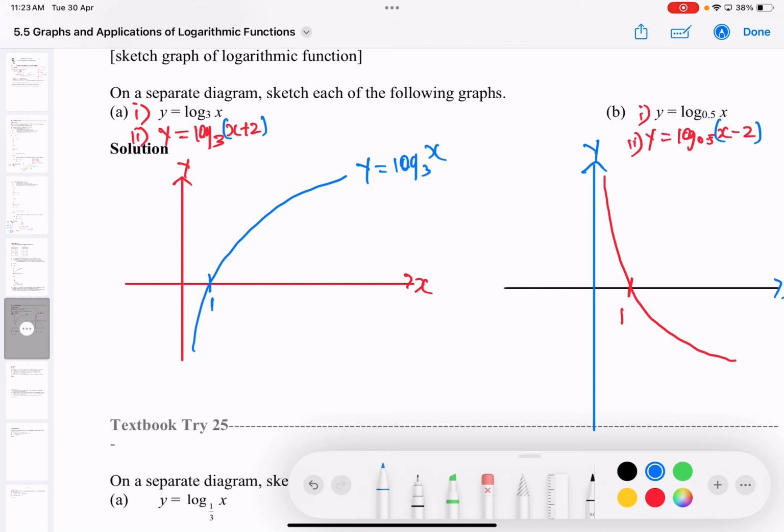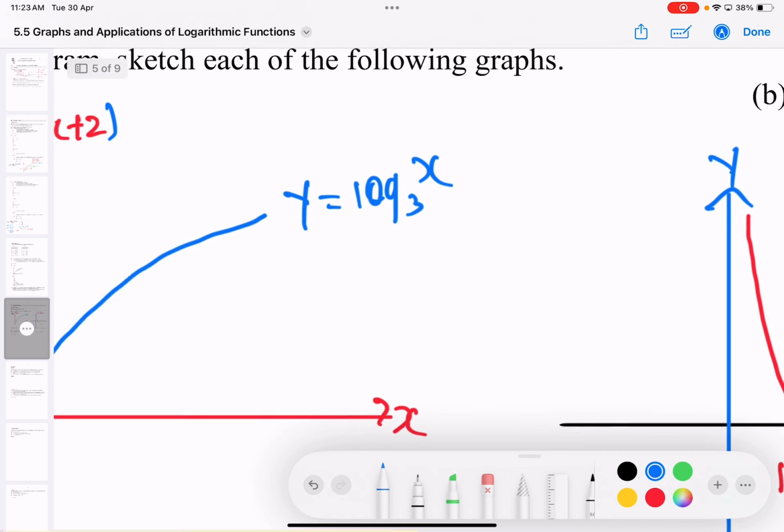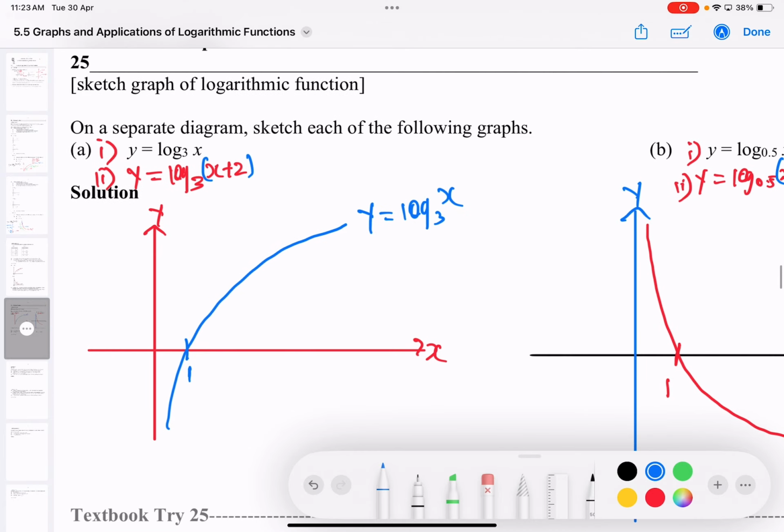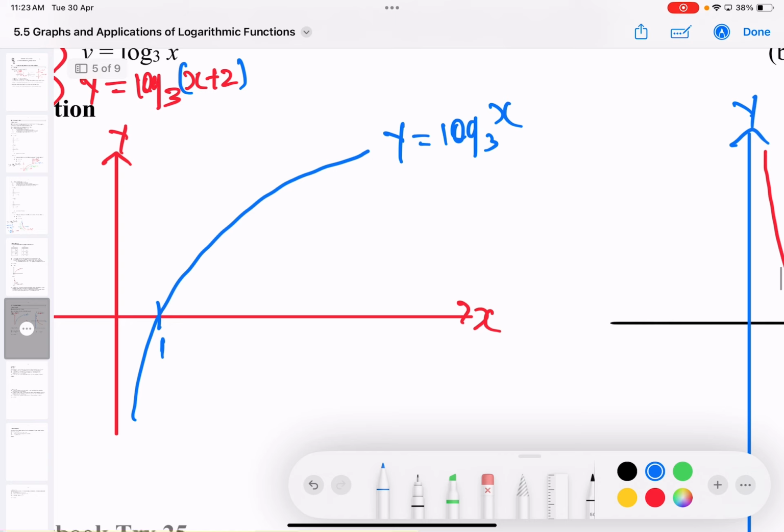How is the x-intercept 1? Oh, you mean for this parent function? Okay, because when is your y 0? When your x is 1. That's why it's 1.